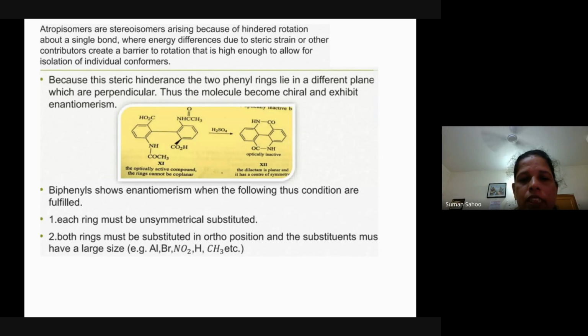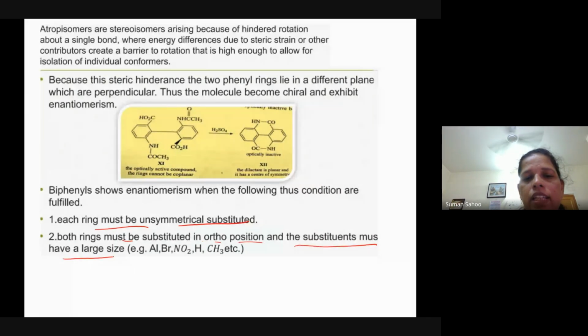Sometimes there are some conditions. Each ring must be unsymmetrically substituted, both rings must be substituted in the ortho position, and the substituents must have a larger size. If the size is small, in that case also they cannot be resolved. They can actually rotate to give the other enantiomer, so you will always get a racemic mixture. But when you have bigger groups at your ortho position, it is difficult to rotate them, so you can resolve them, meaning you can separate the enantiomers.